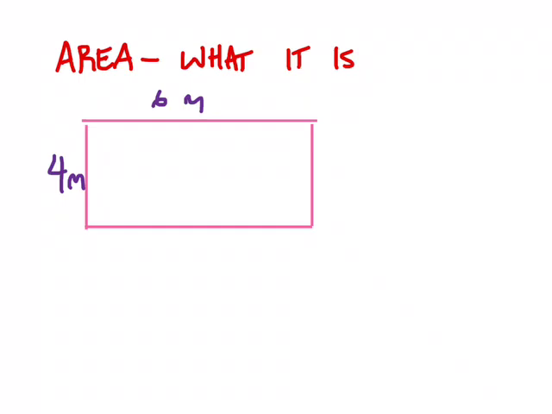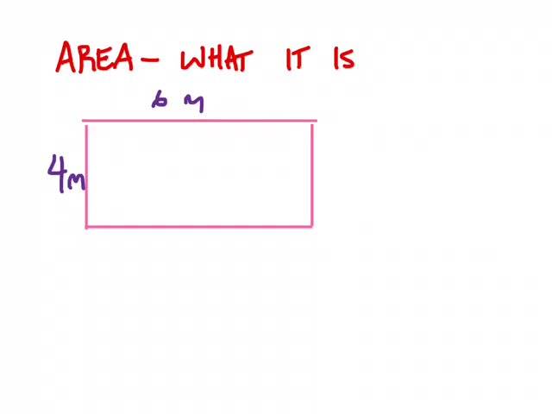Because unlike length, a square takes up space, or area takes up space, whereas length does not. So you need something that takes up space, like a square. So we're thinking like flat two-dimensional squares.